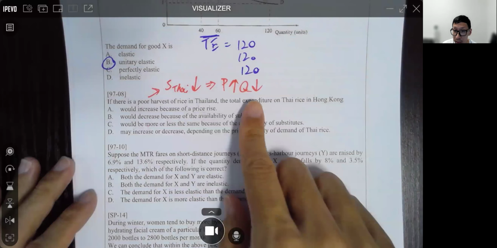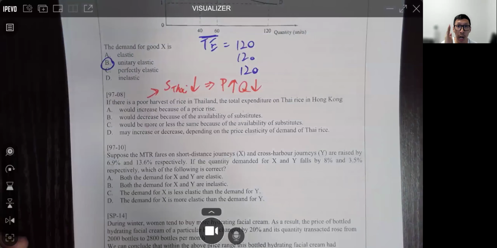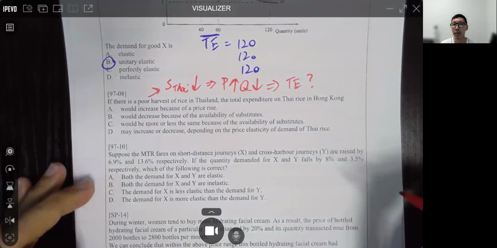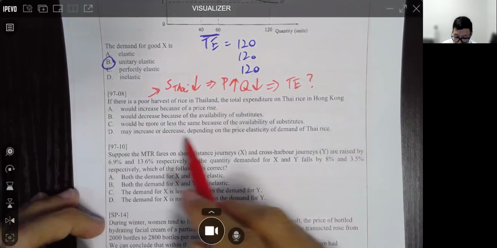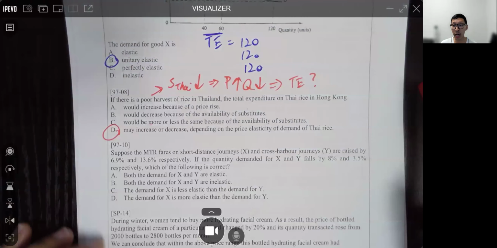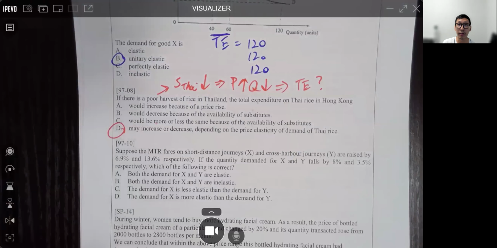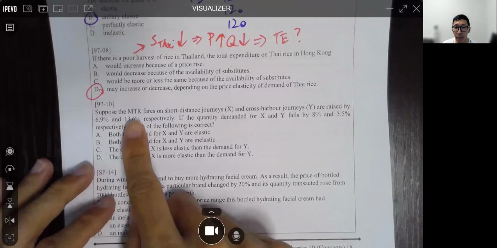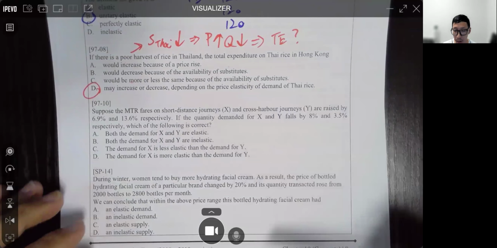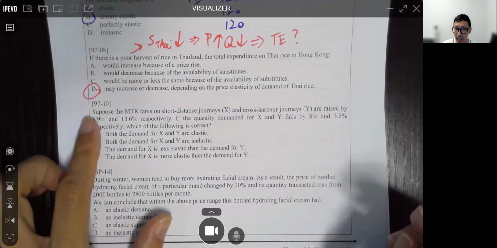Now we know P increases, Q decreases. Do you know how TE overall will change? Actually, we do not know. TE is unknown. It may increase or decrease depending on the elasticity of demand for Thai rice. Without further information, we do not know whether this is inelastic or elastic. Okay, next one.